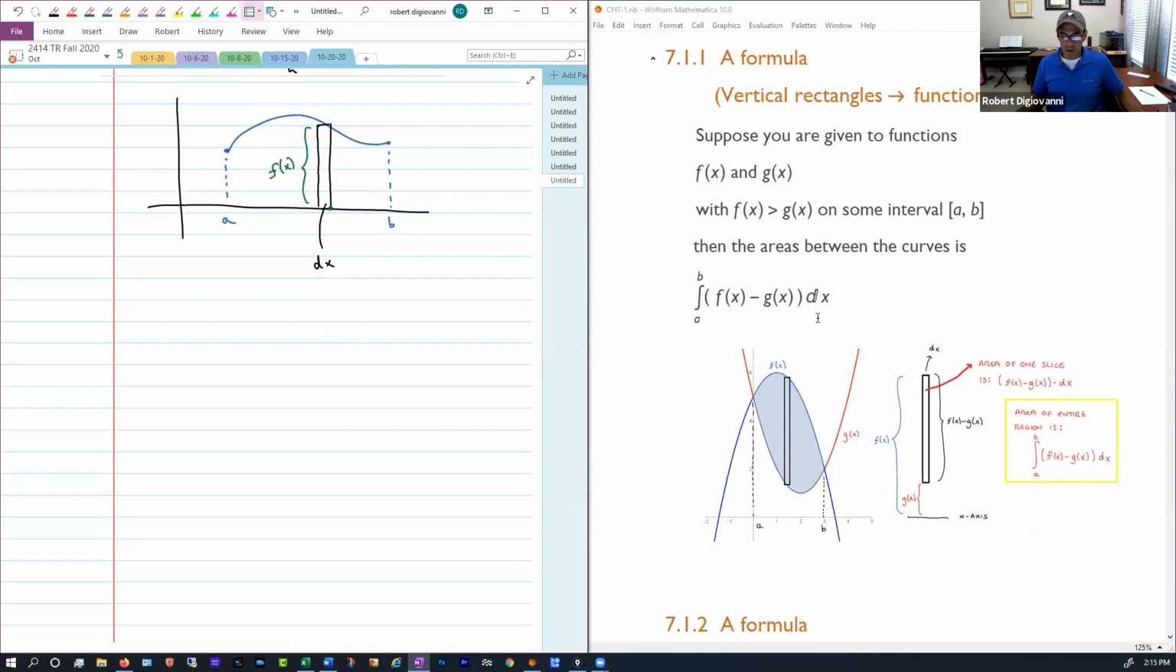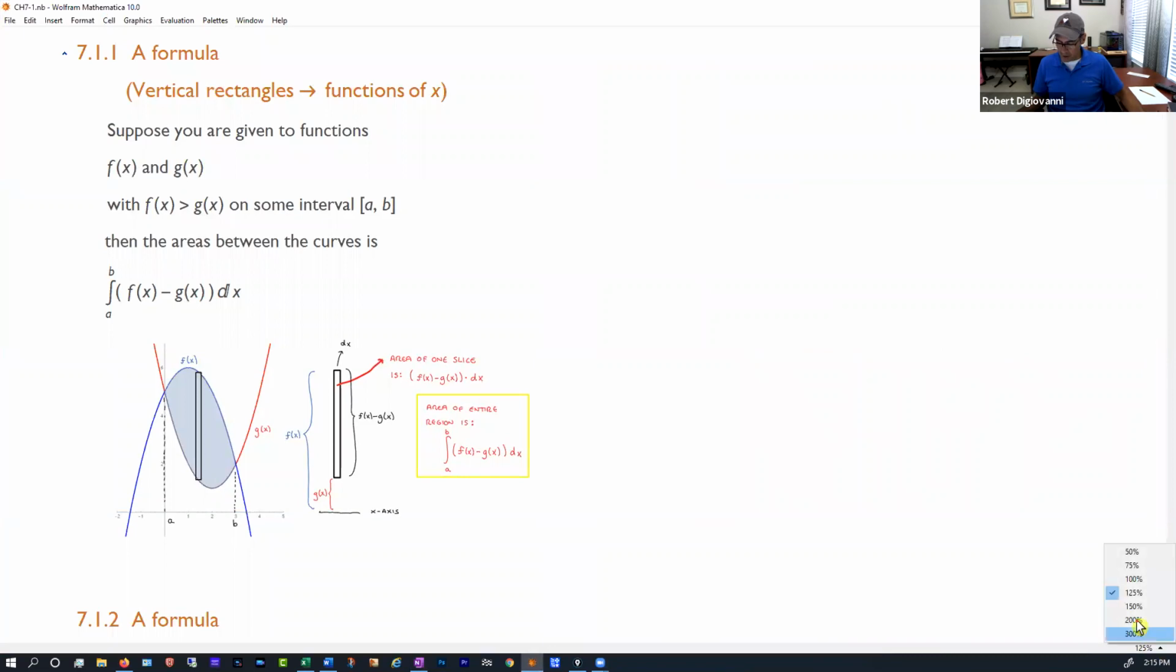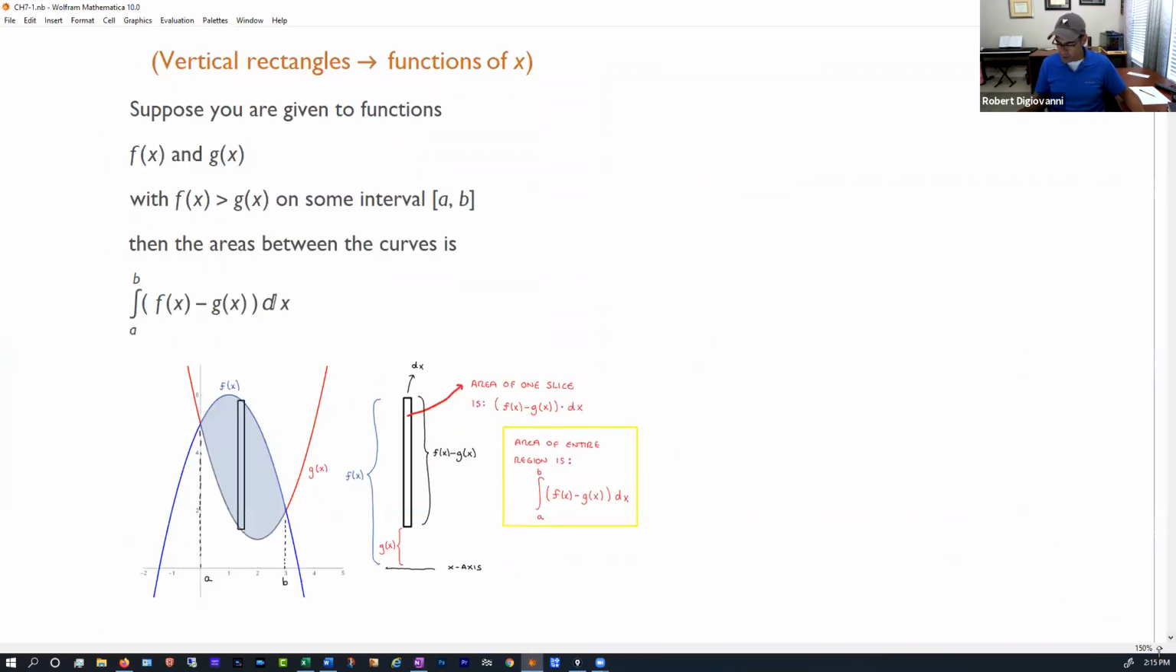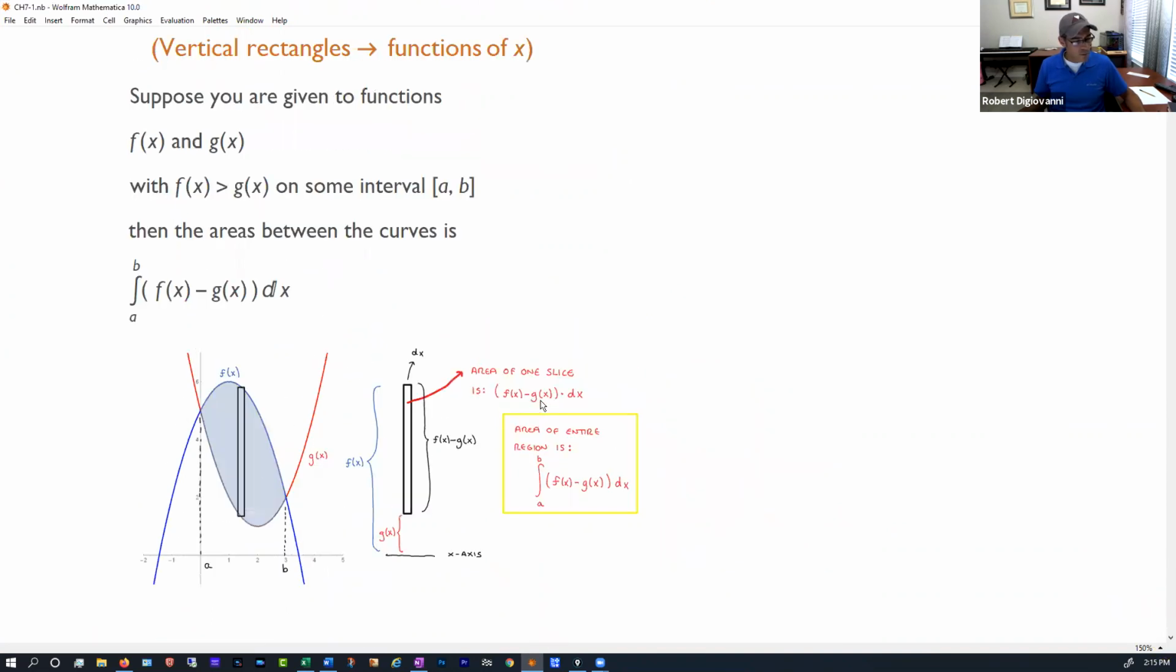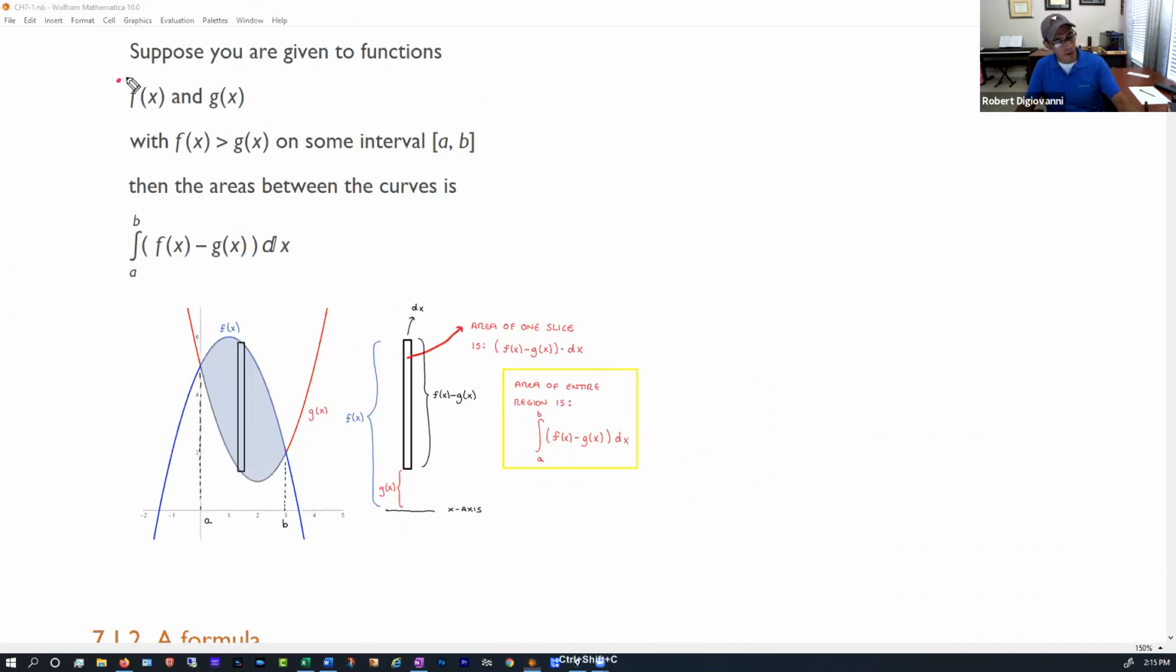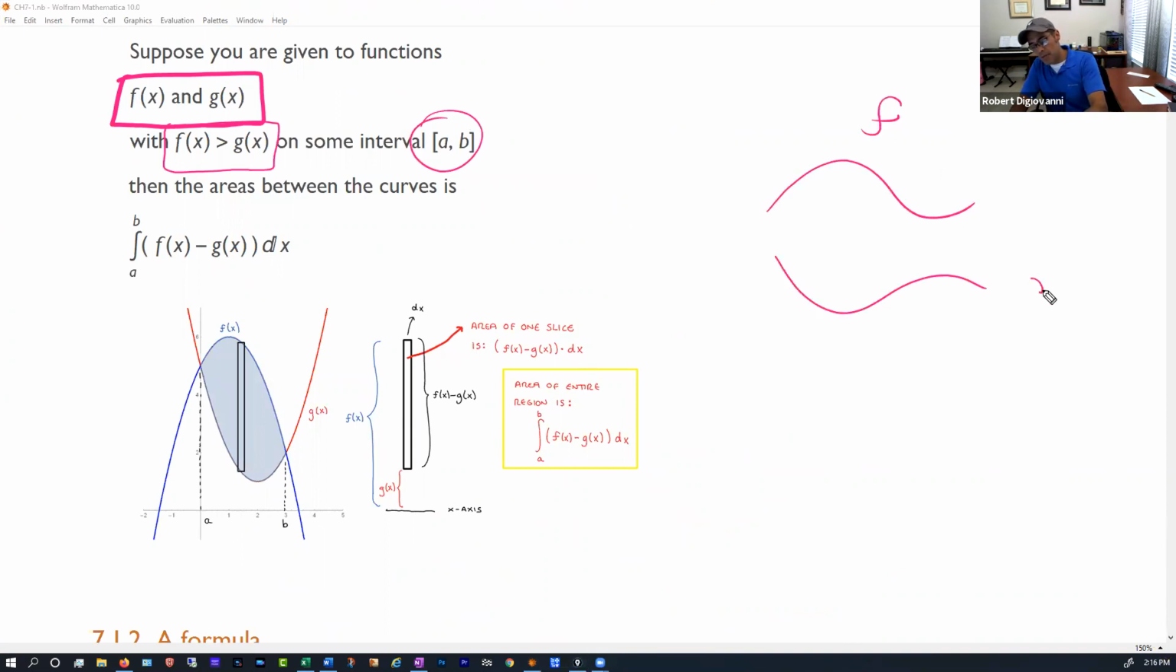So this is the picture I have here that we're going to take a moment to look at. And let's see if you can follow this. I'll make this a little bit bigger here. Okay, so let's say that we are given two functions, f and g. We're also told that f is bigger than g on some interval. That means that f is on top and g is on the bottom on some given interval a to b. Okay, so f always stays on top of g.